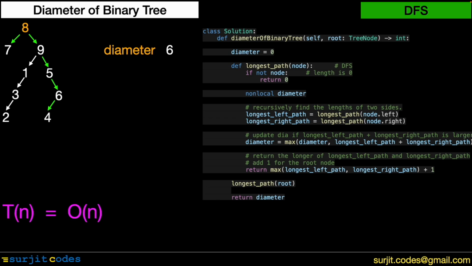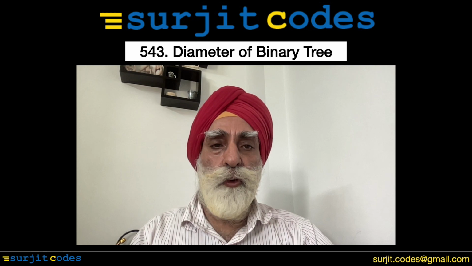Time complexity is of the order of n because all the n nodes are processed only once in DFS. Depth of the call stack is equal to height of the tree, for which maximum value is n, which becomes the space complexity.